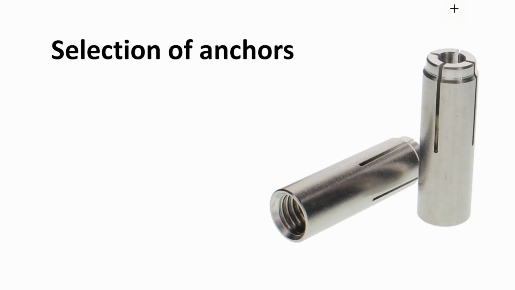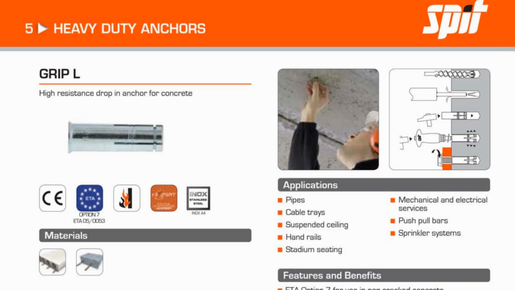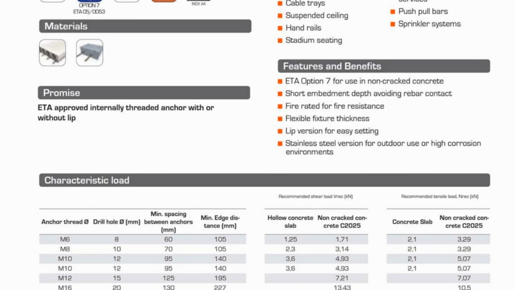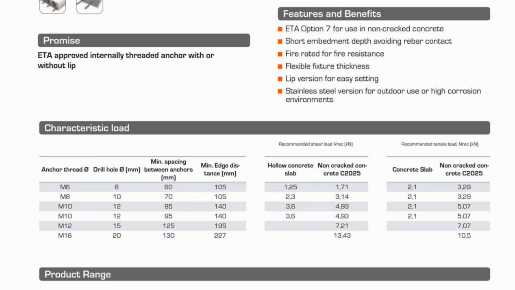Selection of anchors. For selecting an anchor for duct support, we use its specification sheet. You can see in this sheet, the first column is showing the anchor size, and from here we can select the maximum recommended shear load in kilonewton, and the maximum recommended tensile load in kilonewton. For the hanging rod, we will consider the maximum recommended shear load value.